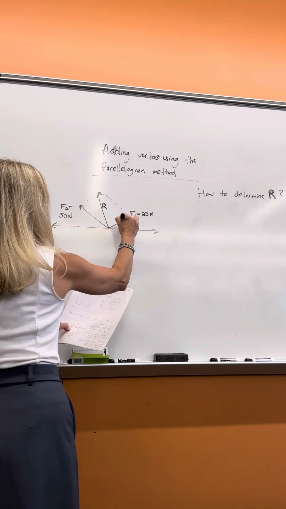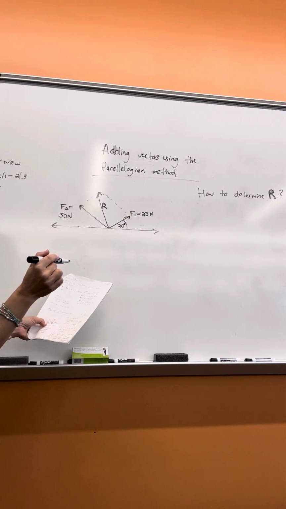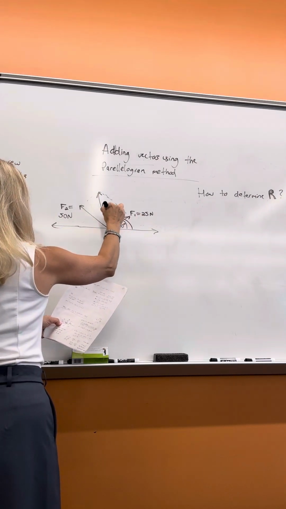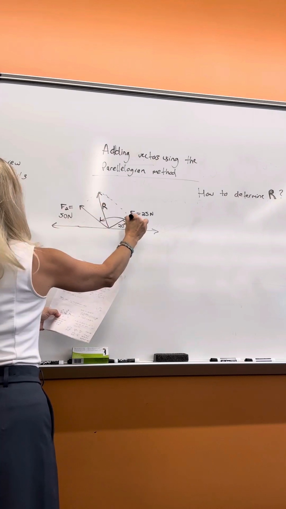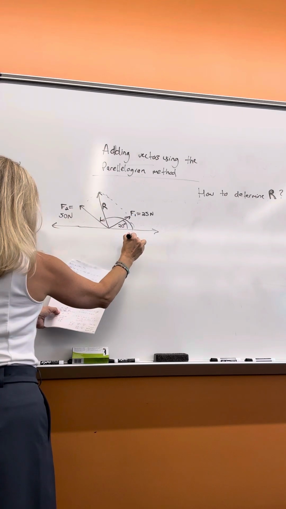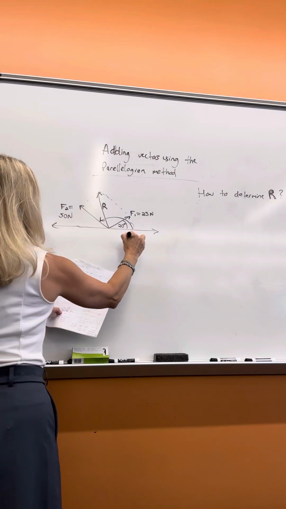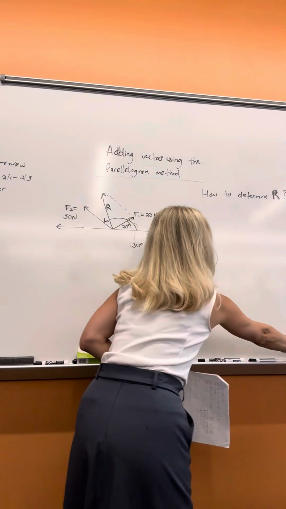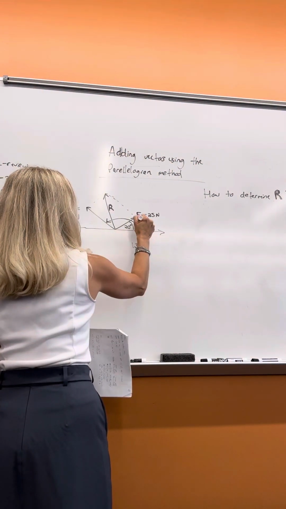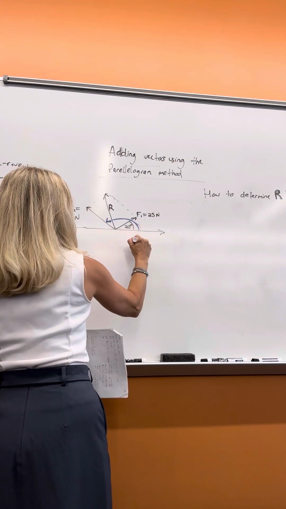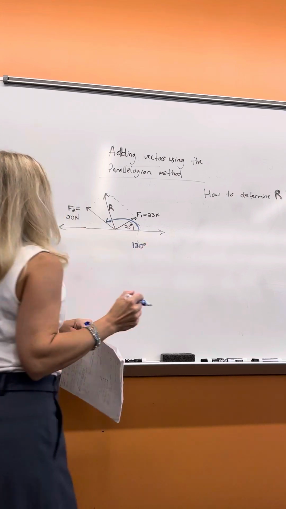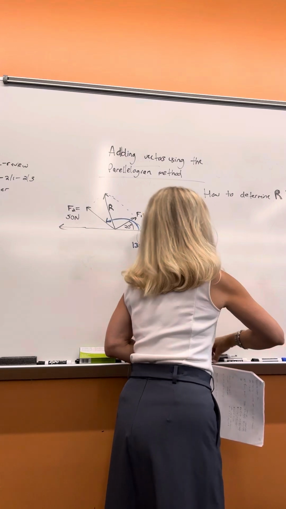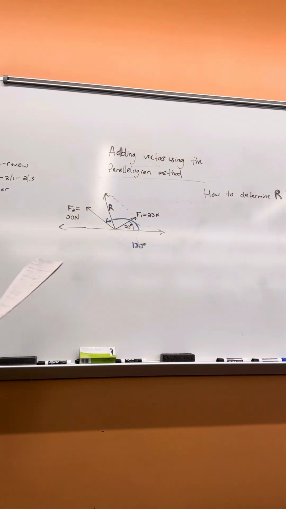So this is 20 degrees, and this is 130 from the x-axis to F2. So I'm just going to write this down here, and this is 130 degrees. I'll do a different color. Okay, everybody got it? Any ideas on how we can solve this? How can we determine what R is?